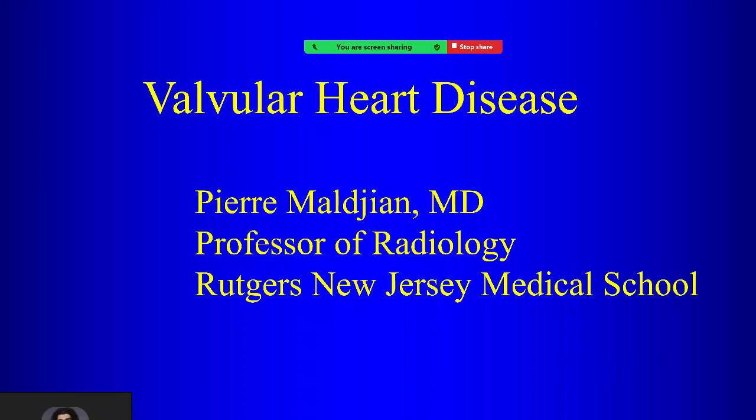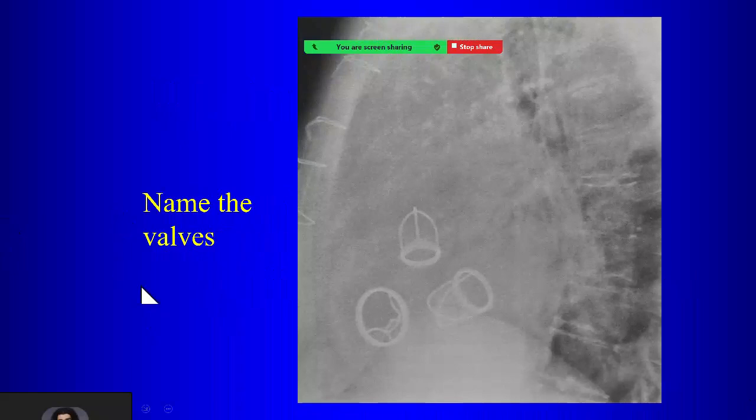All right, so we'll start our discussion of valvular heart disease today. So starting with this radiograph, from the lateral view, what is this valve? That is a tricuspid valve, right. So the tricuspid valve is the most inferior valve.